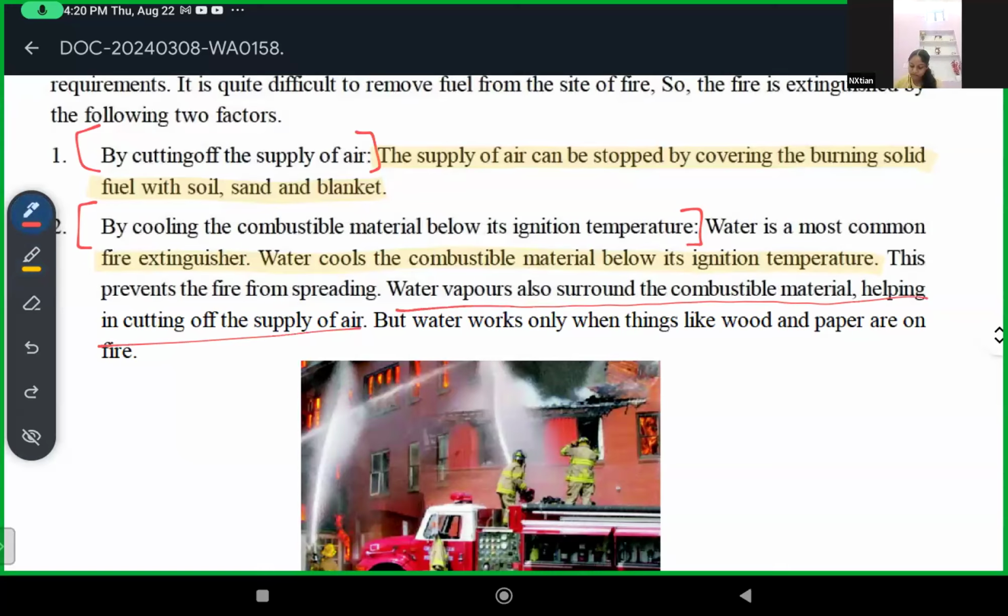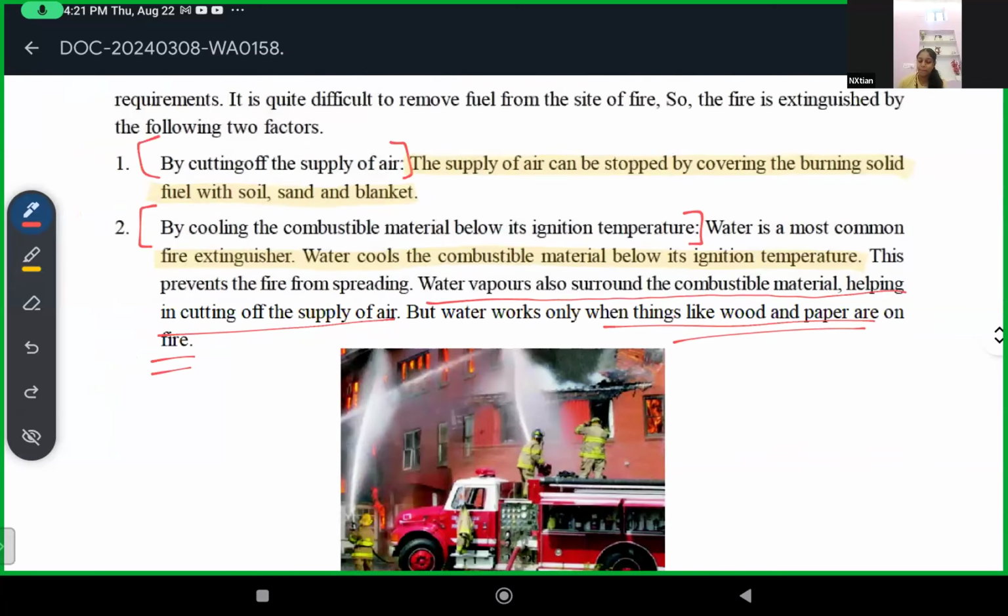Could you also put water on the fuel, like if it's wood, then the wood will be wet and it won't burn? Yes, that's right. If wood is on fire, you can put water on it so that it cools down and it stops burning gradually. It works for things like wood and paper because it cools them down.